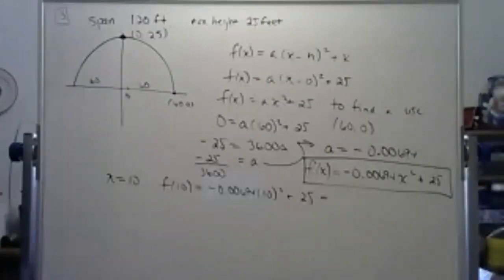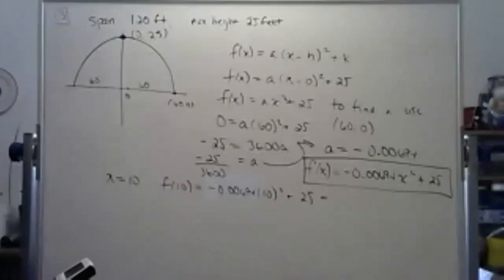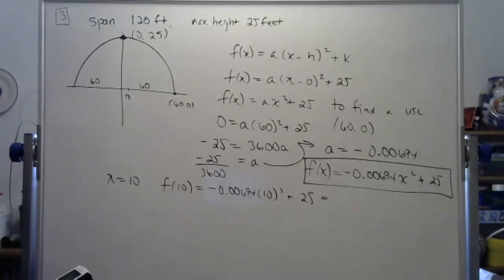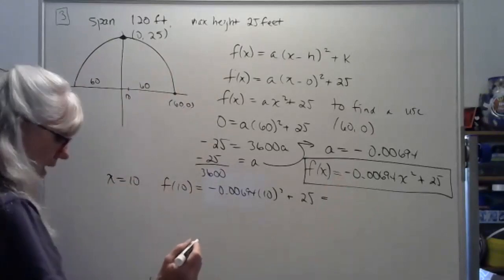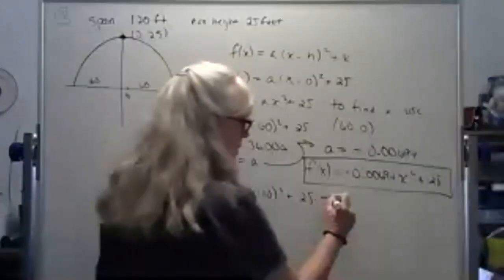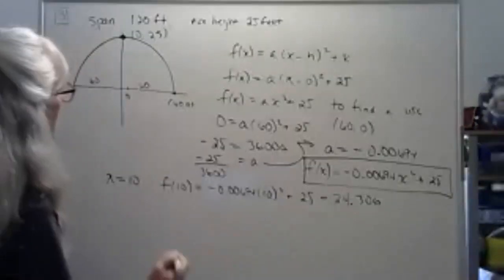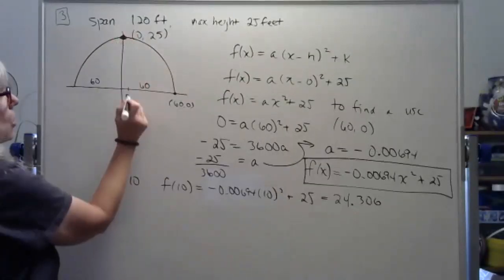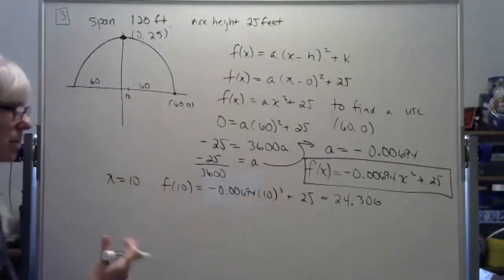My calculator's over here. Anybody? It's a weird number I got. Well, and it should be because this is a weird number. So I got 24.306. Okay, which should make some sense in terms of the problem. Again, the height is only 25 feet tall. We're 10 feet off the center. So we should be fairly close to the 25 feet. So I'm feeling good about that in terms of just logistics.